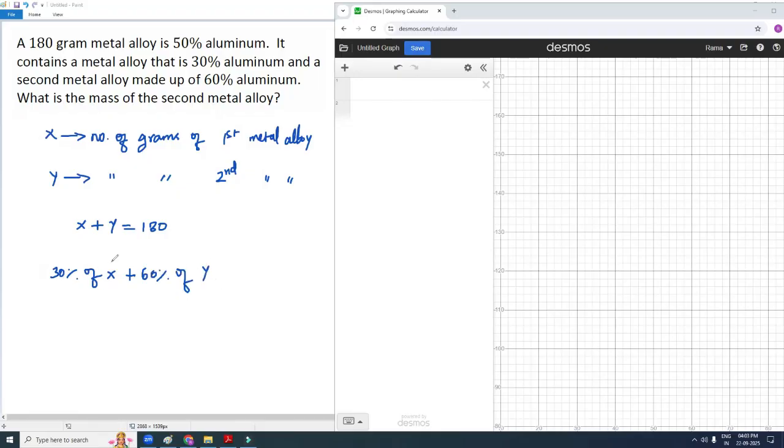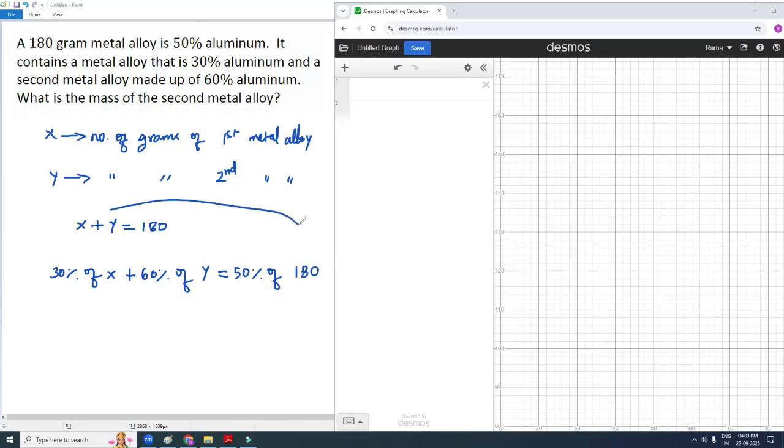So when I add the amount of aluminum in the first metal alloy and the amount of aluminum in the second metal alloy, that must be equal to the amount of aluminum in the given metal alloy. To get the amount of aluminum in the given metal alloy, we have to calculate 50% of the mass, 180 grams, of the given metal alloy. Let me write over here: 50% of the mass of the given metal alloy, 180 grams.